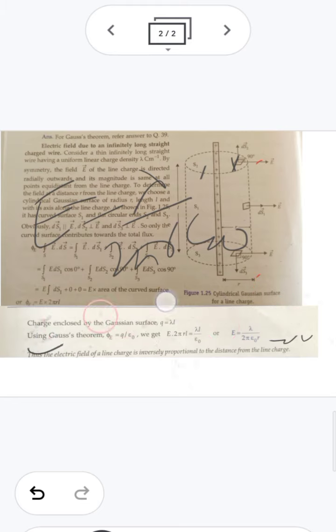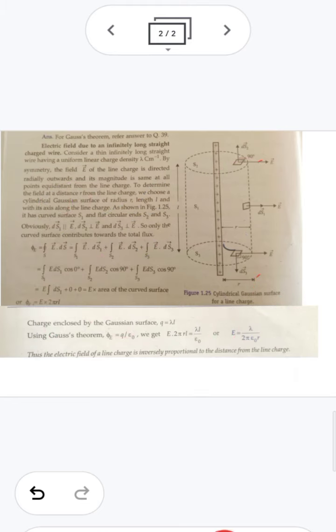So dear student, the total answer you get is E into 2 pi rl equal to lambda l upon epsilon naught. So the value of E is equal to lambda upon 2 pi epsilon naught into r. Thus the electric field of a line charge is inversely proportional to the distance from the line charge. Thank you.